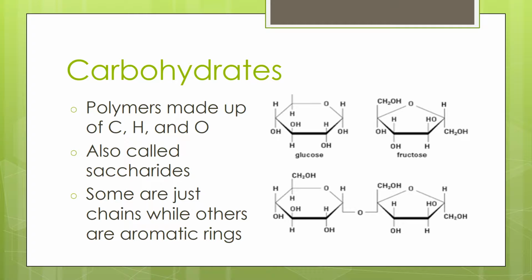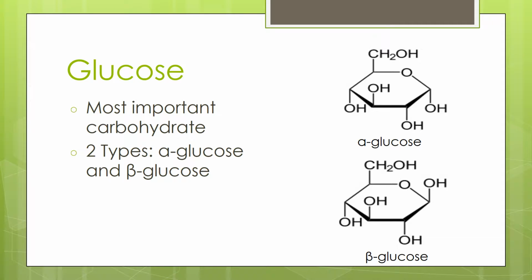As you can see on the right, glucose, fructose, and sucrose on the bottom are all versions of carbohydrates. While some of these are rings, some are just chains. Glucose is arguably the most important carbohydrate of all.